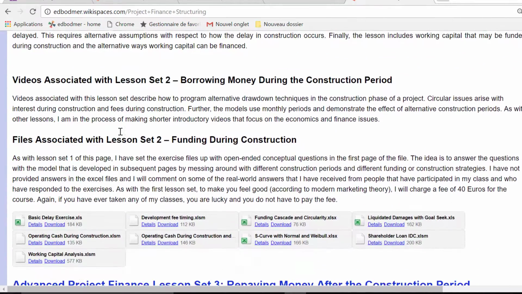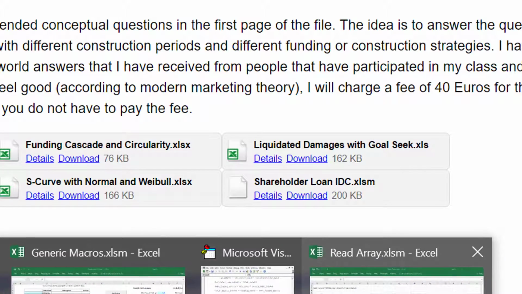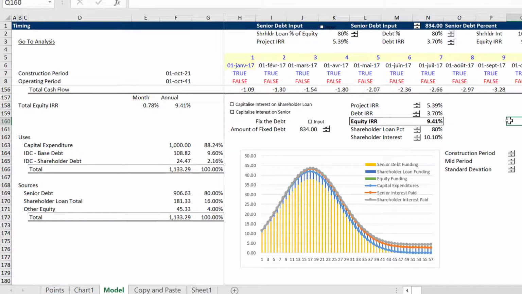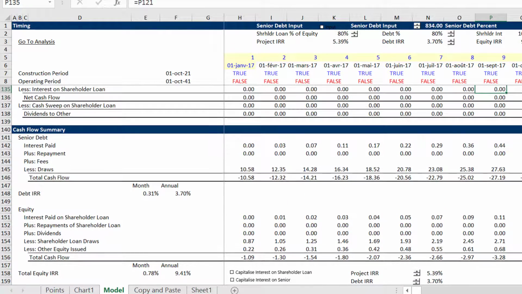the construction period. Okay, now I've got some other videos here. This is going to be an update, really, of the shareholder loan, but this probably has more comprehensive analysis of funding issues than some of the others. Maybe not.